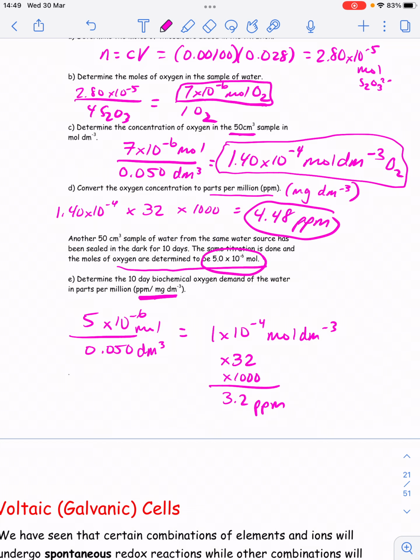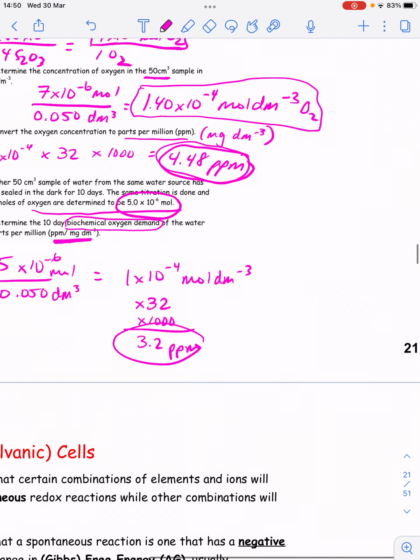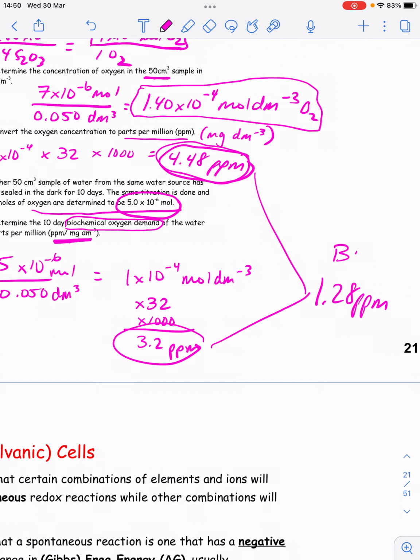Okay, well, it started at 4.48, and now it's 3.2. So the change is what's referred to as the biochemical oxygen demand. That's how much oxygen was used up over those 10 days from that water. So the difference is 1.28 parts per million. This is the BOD, biochemical oxygen demand.